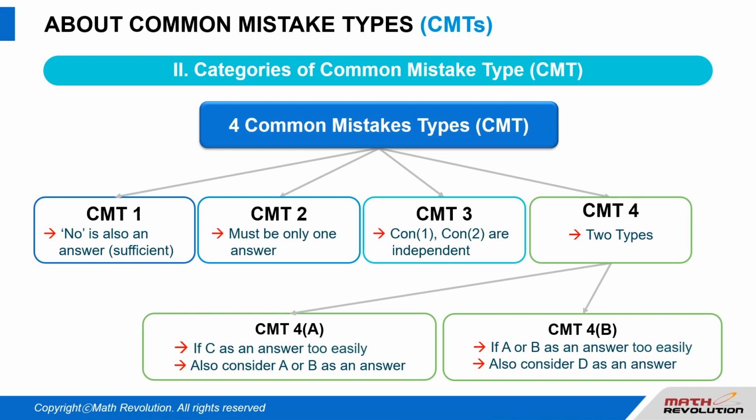Understanding the CMTs will help you to achieve a score above 50 or 51 on the GMAT math. You should memorize the 4 common mistake types above. They often appear in the exam.